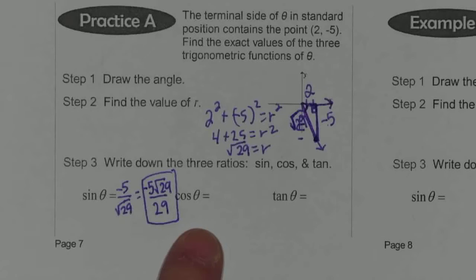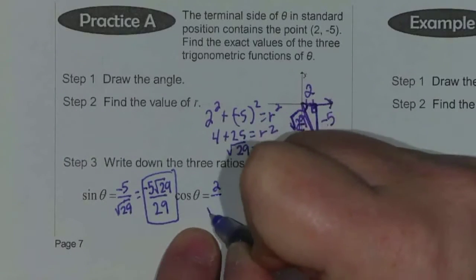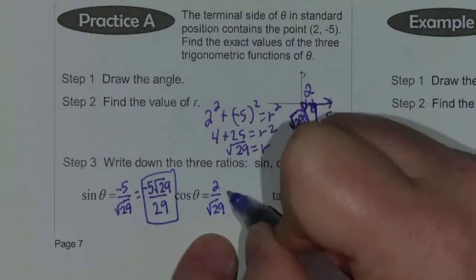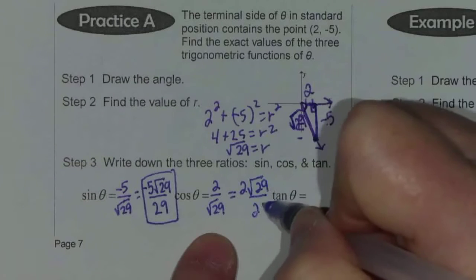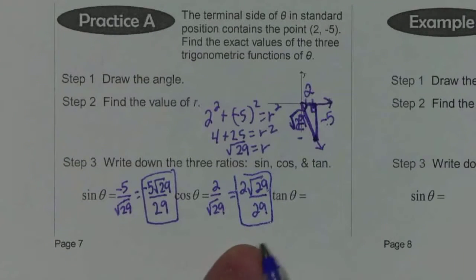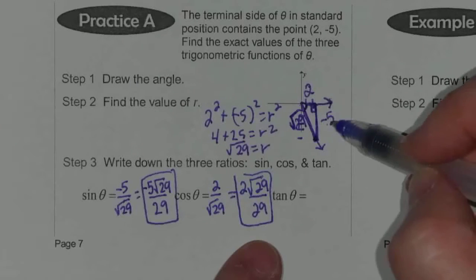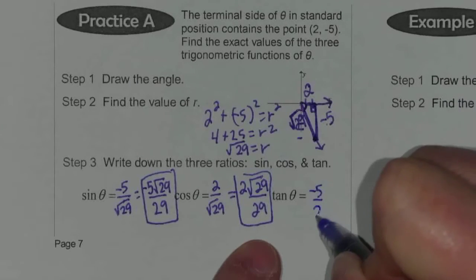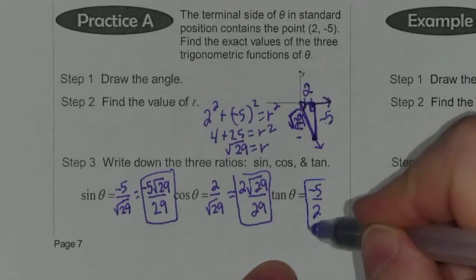Then I go find my cosine value. My cosine value is the adjacent over the hypotenuse, or if you want to think about it as your x over your r, it will be your 2 over the square root of 29. So when you rationalize that denominator, you have 2 square roots of 29 over 29. And then the tangent would be the opposite over the adjacent. So negative 5 over 2, which is your y over your x value. And you really can just leave it like that.